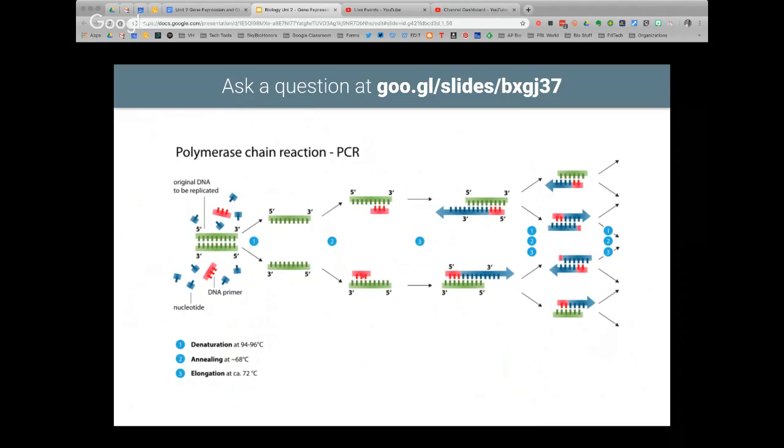So then we cool it down so that attaches, and then we heat it back up again just slightly so that enzyme, Taq polymerase, can start copying the gene that we want. And then we just repeat the process. We heat it up, we cool it down, we heat it up again, and then we go to the next cycle. So PCR stands for polymerase chain reaction. We're using polymerase, Taq polymerase, the enzyme to build DNA, and we just keep the reaction going in a cycle.